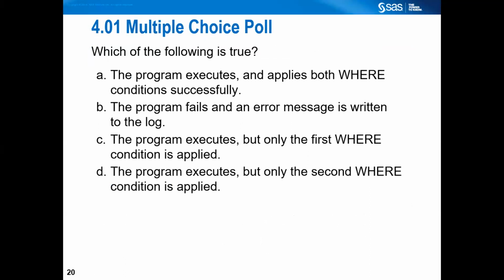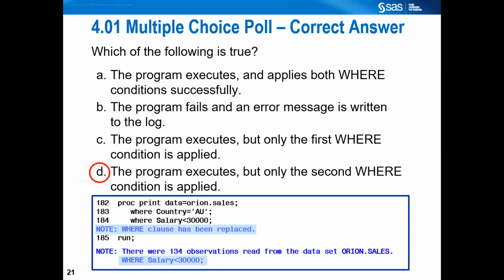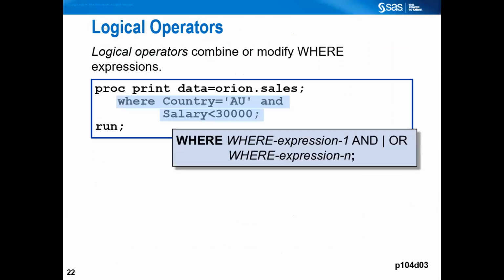D is D1, it is true. It will overwrite. Correct. D is true. The recent where will get executed. Okay, in short, this is what it is.